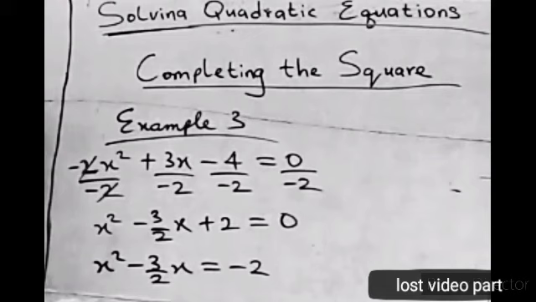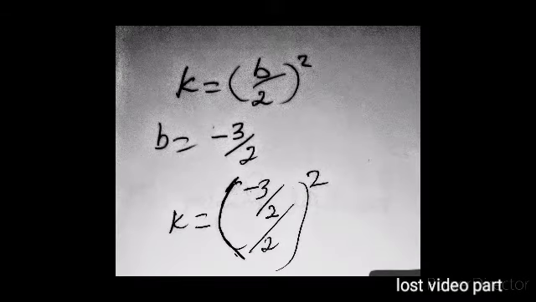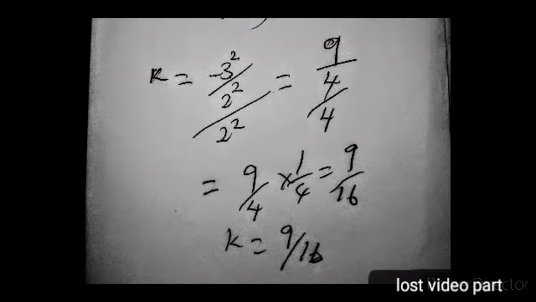In the completing the square method, you have to introduce k, which is gotten by b over 2 all squared. The b in our newly rearranged equation is minus 3 over 2. Therefore, k is now equal to minus 3 over 2 over 2, all squared. Take it this way: if you square a negative number, it will automatically give you a positive number. Minus 3 squared is 9, then 2 squared is 4, and 2 squared again is 4. The whole thing will now sum up as 9 over 4 over 4.